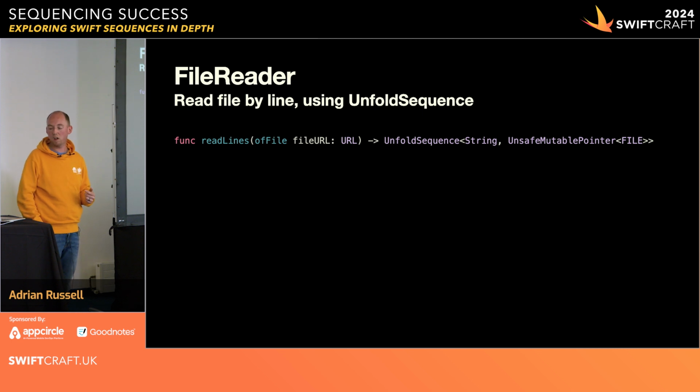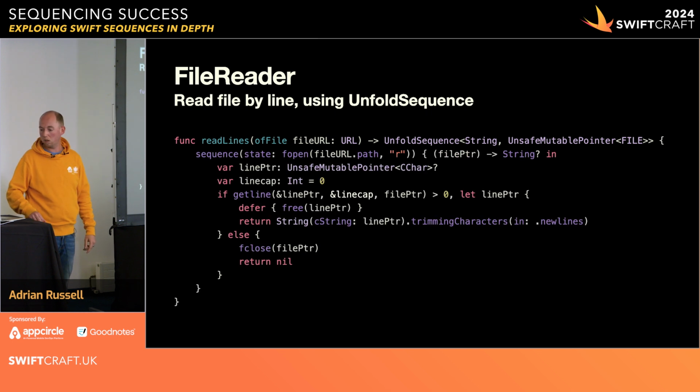So we're going to write a function that lets us read in files by a line. And we're going to use unfold sequence. So we're going to do it with a closure. Now, it looks like we've got a lot of code there, but it's not really. And we're going to just step through some of the important parts of it.